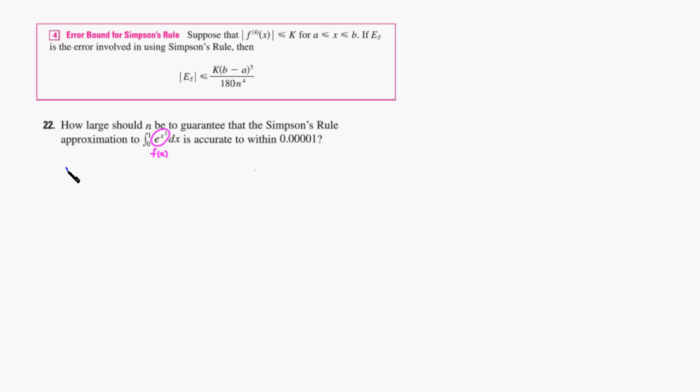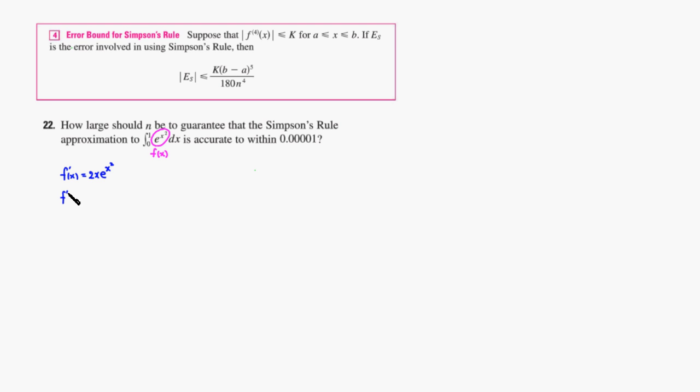So first, the derivative is going to be e to the x squared, then by chain rule, multiply by the derivative of x squared, so it's 2x. So that's the first derivative.